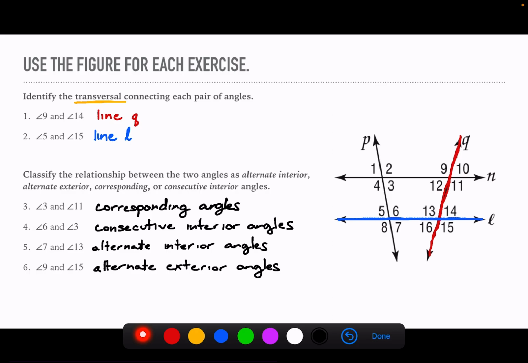Please, please, please practice. Look over these notes. Make sure that you understand all these angles, their positionings, how they relate to the transversal, and the name and how the name relates. Okay, alternating means to switch sides. Know where the interior and exterior are to the lines that the transversal is intersecting.